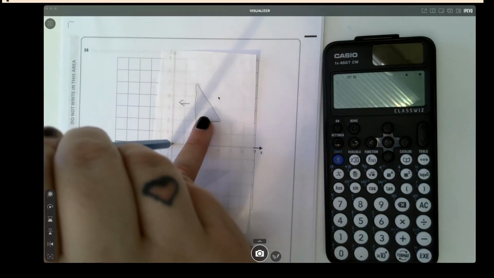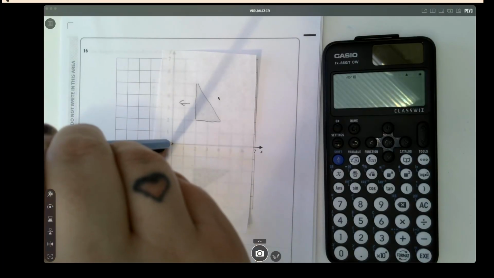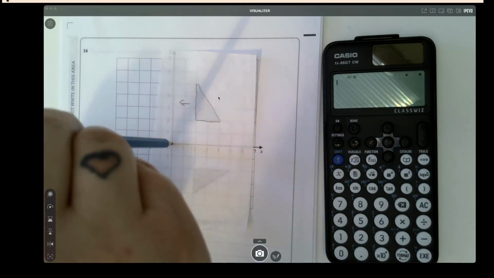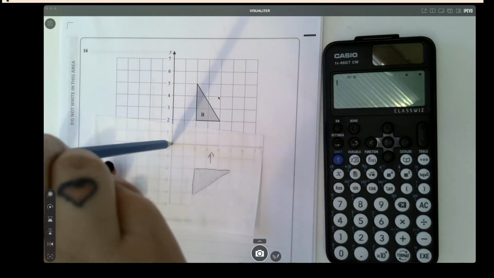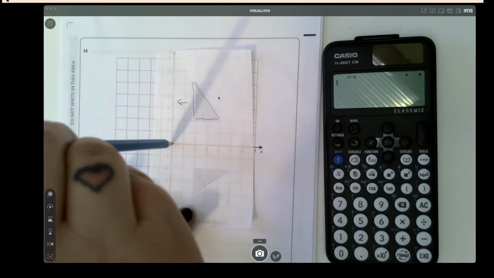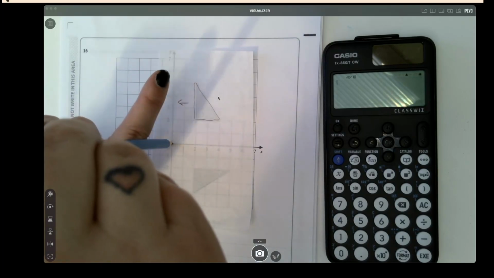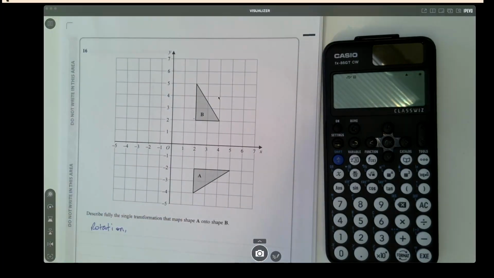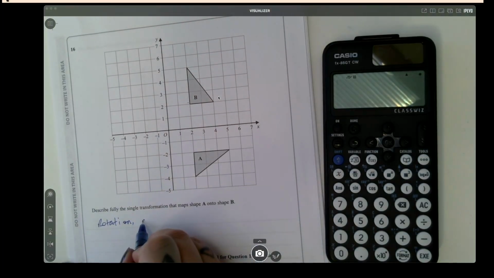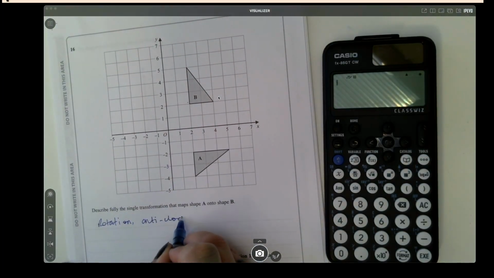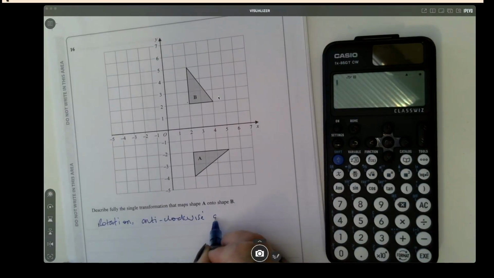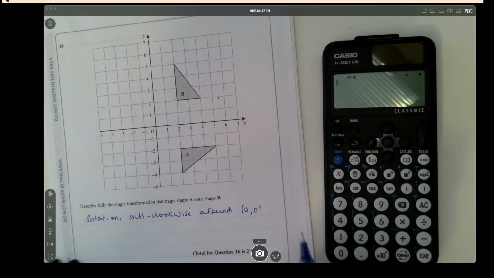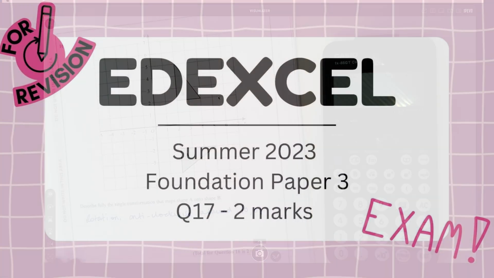The triangle has matched exactly, so that tells me it's also been rotated around this point here, the origin, where my pencil is. That arrow shows me how far around it's gone, so it's taken a quarter turn, 90 degrees, anti-clockwise, around that point 0, 0. So it's a rotation, anti-clockwise, around the origin, or you can put 0, 0. For 2 marks.